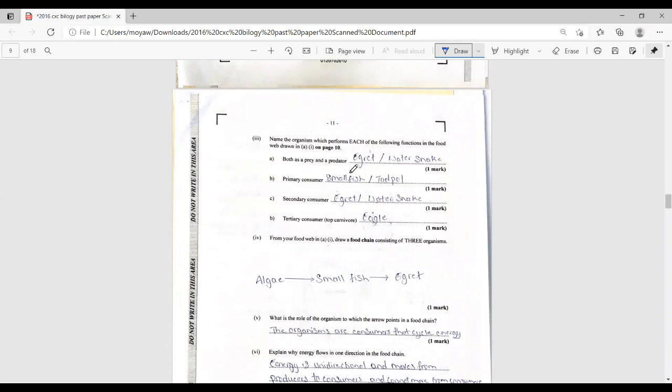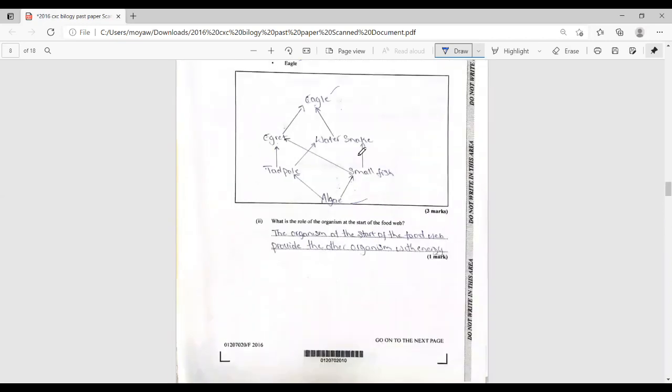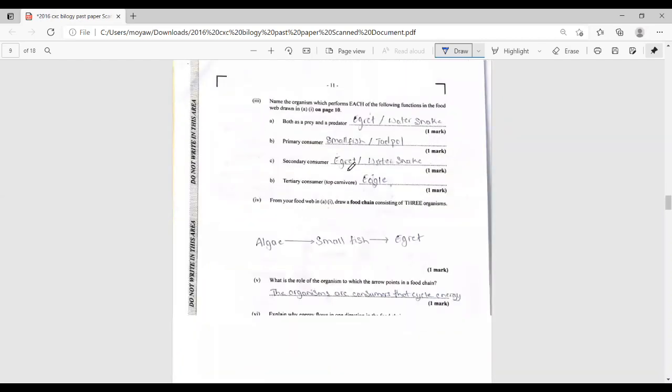B, the primary consumer. So small fish or the tadpole, that's what I have. So the primary consumer is the first organism to eat the producers, and that's why it's the small fish and the tadpole, because the producer is the algae. So the first organism to eat it is the primary consumer.